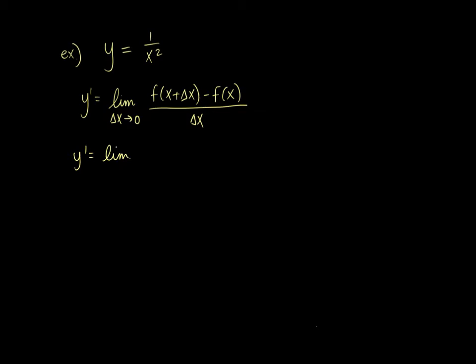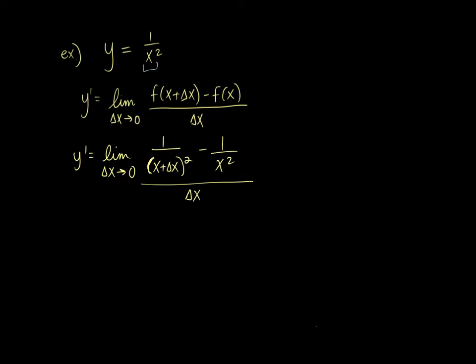Okay, so we're going to substitute in. I've already included the definition of derivative. F of x plus delta x. Let's see, our function's 1 over x squared, so evaluated at x plus delta x, I'm just changing this x to x plus delta x. Minus the function, it's just minus 1 over x squared, all over that delta x on the bottom.